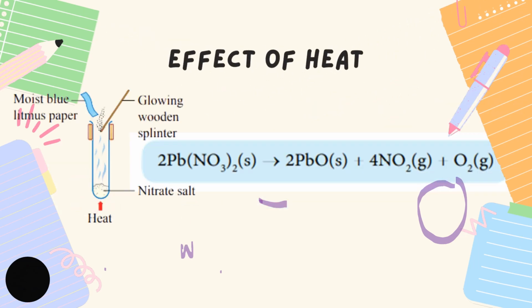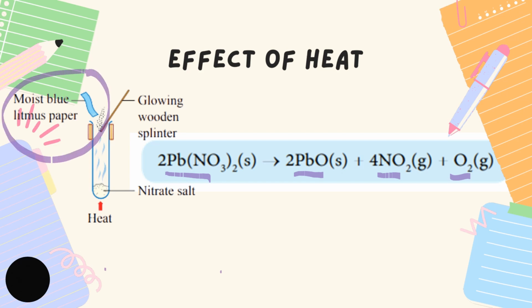Okay, when nitrate salt is heated, for example, lead(II) nitrate here, it will decompose to produce lead oxide, nitrogen dioxide, and oxygen gas. As you can see here, when nitrate salt is heated, it will produce two gases. One is nitrogen dioxide, which is brown in color, and another one is oxygen gas. Okay, so we can test nitrogen dioxide gas by using moist blue litmus paper. The blue litmus paper will turn red.